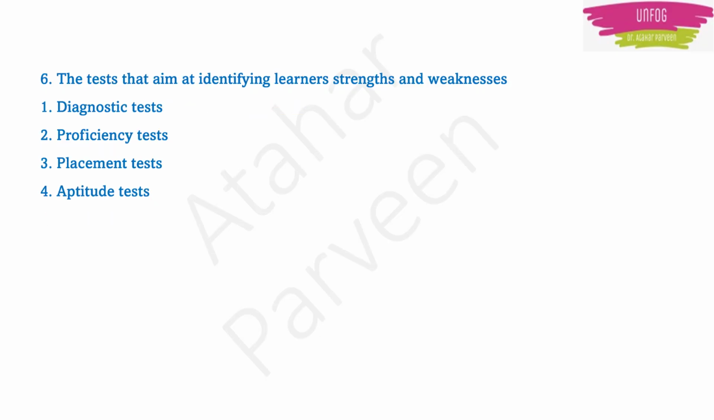Next question. The tests that aim at identifying learners' strengths and weaknesses. So which are the tests which are having aim to identify the student's strength and weakness? It is an aptitude test. Okay, remember it is an aptitude test. That's the reason why each and every examination has few questions belonging to aptitude. In fact, you all will also have 2 to 3 questions from mental aptitude.